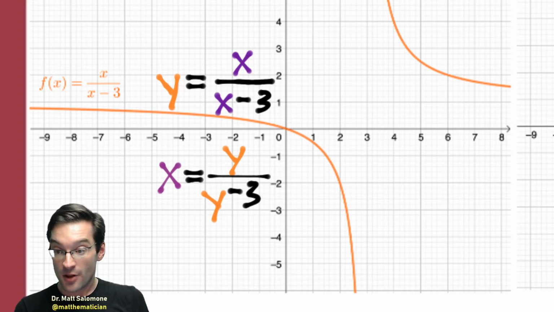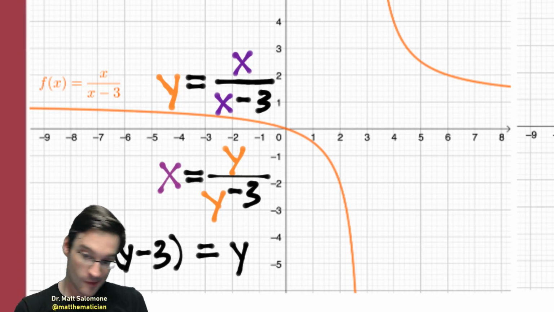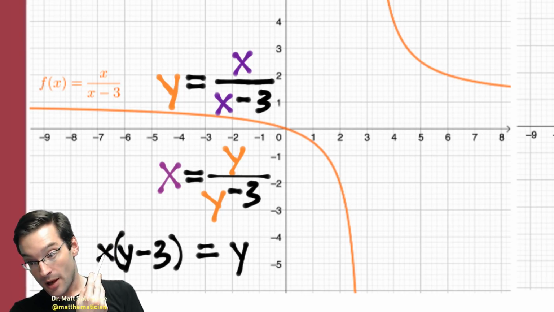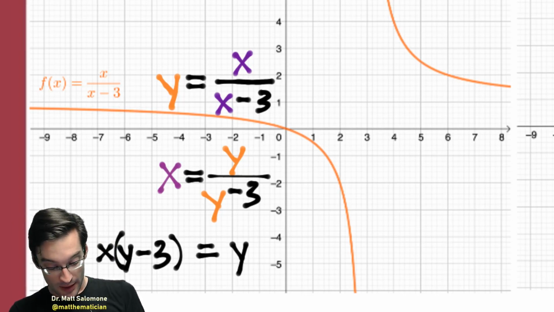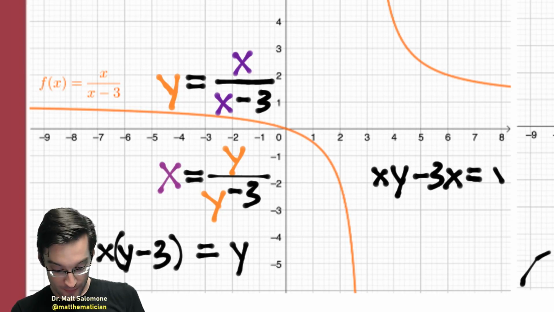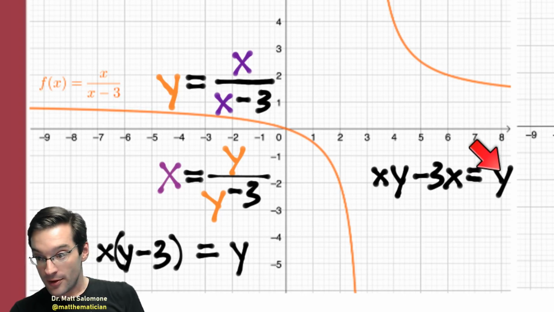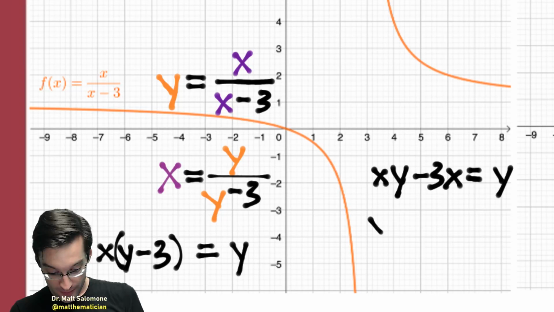And now I want to try to solve this equation for y, which I can do by multiplying both sides by y minus 3. Whoops, my head's in the way. x times y minus 3 is equal to y. And then I'll distribute that multiplication, so I get xy minus 3x equals y. I'll move all of my y terms to one side, so I'll subtract y from both sides. I'll also add 3x to both sides. xy minus y equals 3x.